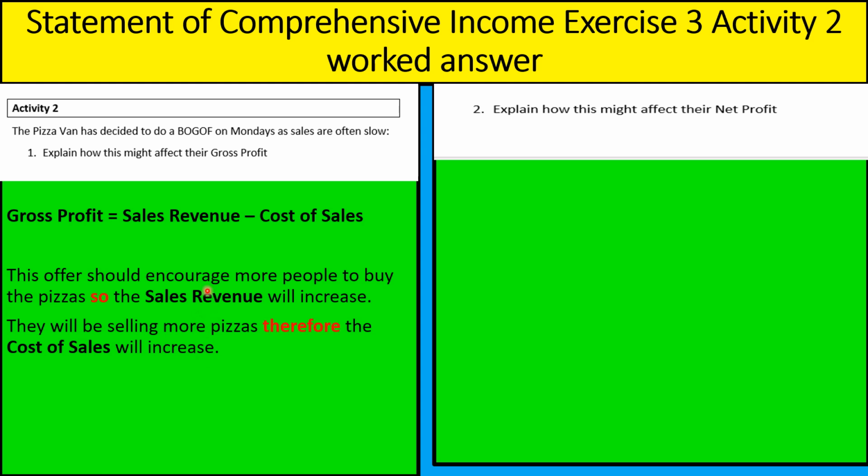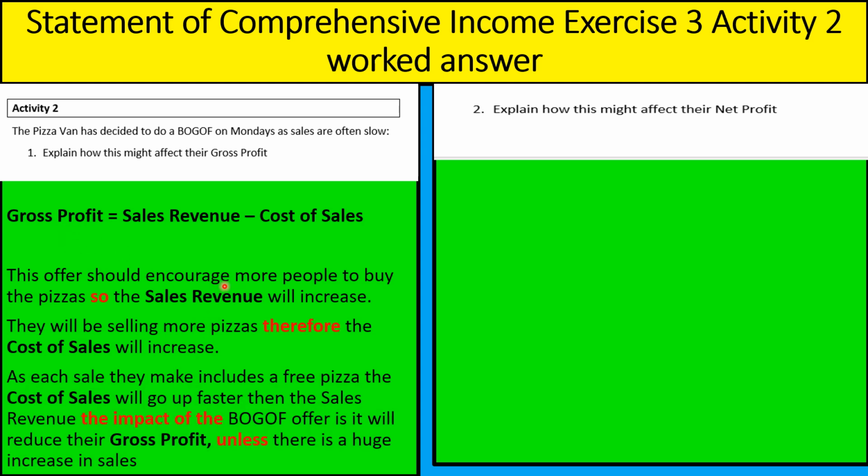Now we're going to link these 2 things together to explain the effect on gross profit. As each sale they make includes a free pizza, the cost of sales will go up faster than the sales revenue. I hope you see that. The impact of, so that's another explained thing, the BOGOF offer, is it will reduce their gross profit.